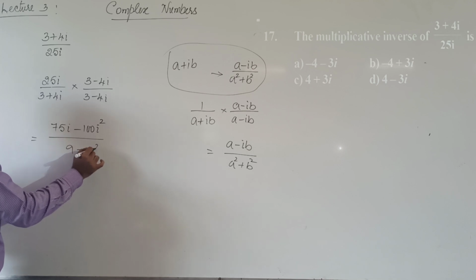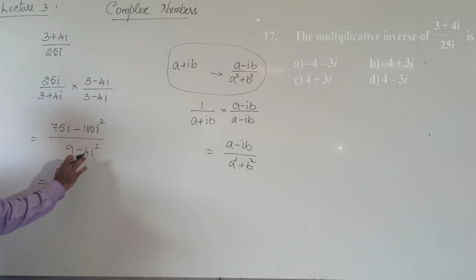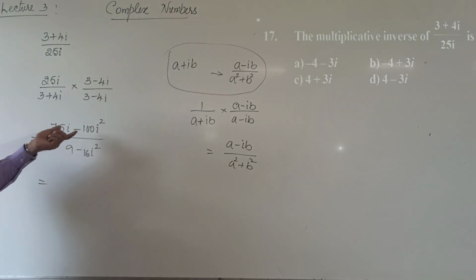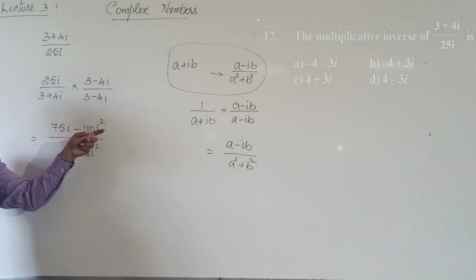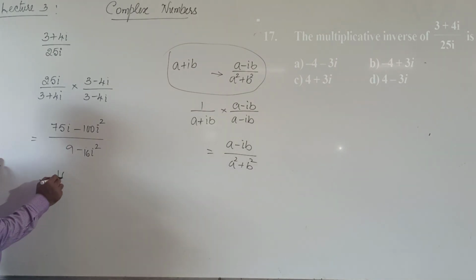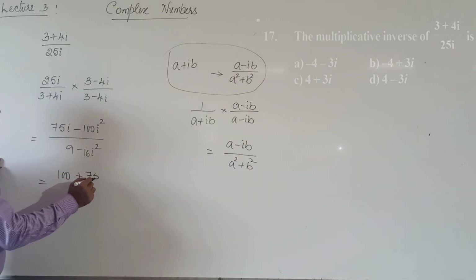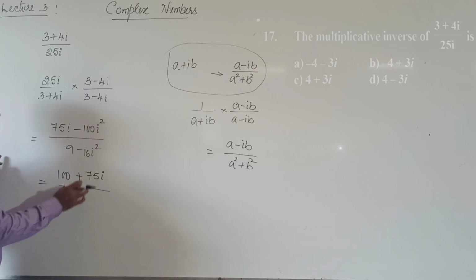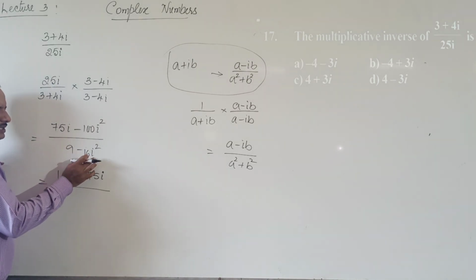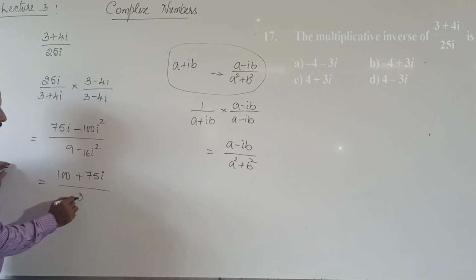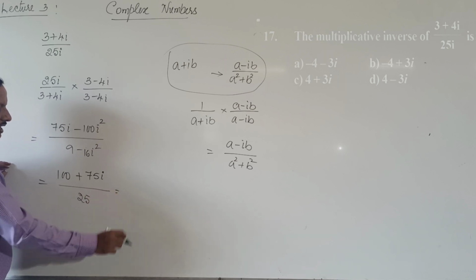Minus 4 i square, that is minus 16 i square. i square is minus 1. Minus 100 into minus 1 will be plus 100. So I will write that as 100 plus 75i divided by... i square is minus 1. Minus 16 into minus 1 is plus 16. 9 plus 16 is equal to 25.